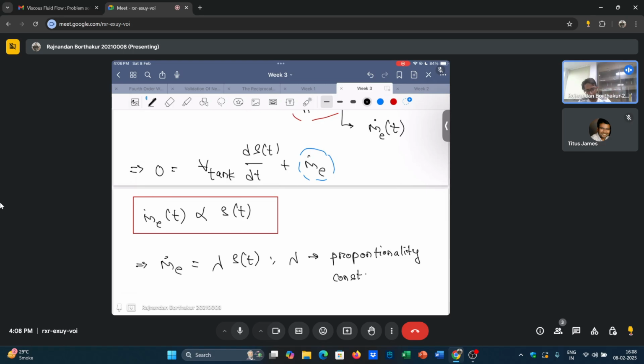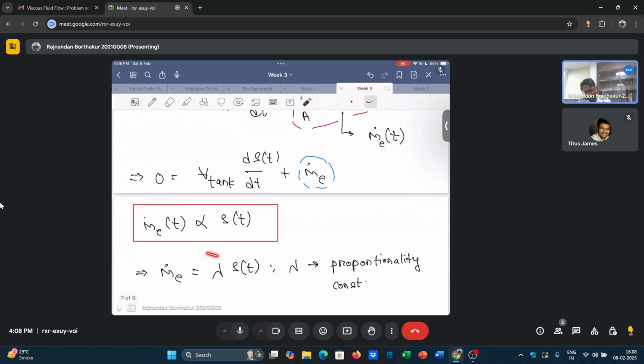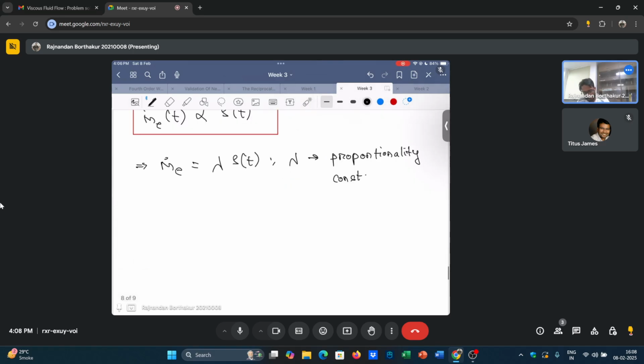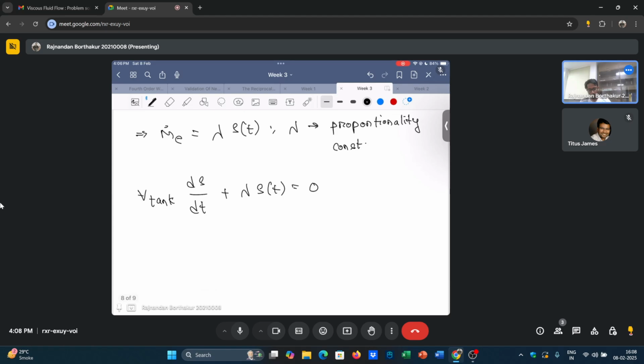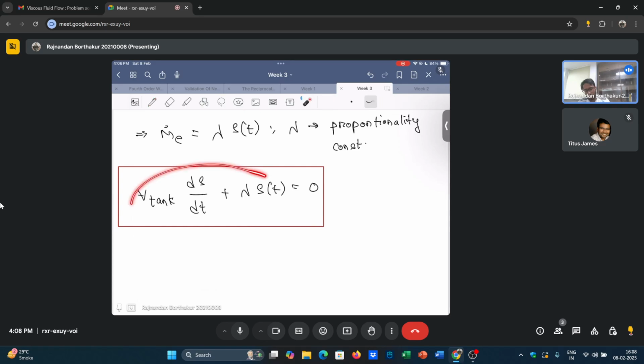We'll have a very nice way of calculating lambda. But first things first, let's substitute this into this expression. So what do we have? We have V tank times d rho by dt plus lambda times rho, which is a function of time, of course, equals 0. So this is basically the differential equation that governs how your density varies with time. Okay, can you tell me, is it a linear ODE or a non-linear ODE?